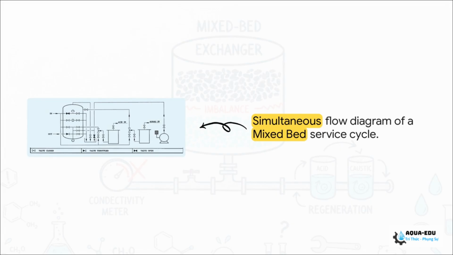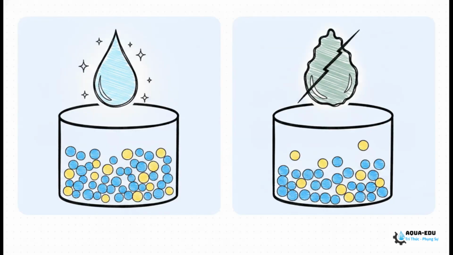Now take a look at the internals here of this simultaneous flow service cycle. Inside a mixed bed, strong acid cation resin and strong base anion resin aren't just sitting in separate lazy layers. No, they are intimately mixed together. Why? Well, because as the water passes through, the acid produced by the cation resin is immediately neutralized by the adjacent anion resin. It's like a chemical dance. And this immediate neutralization drastically reduces chemical slip, specifically sodium and silica slip, ensuring we get the absolute highest possible water purity.